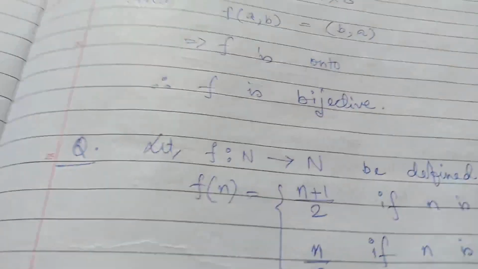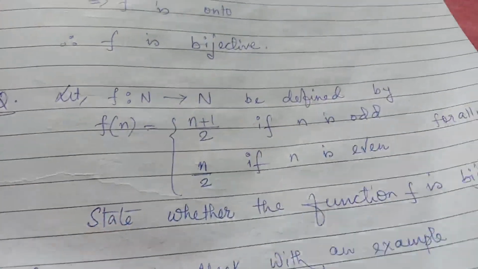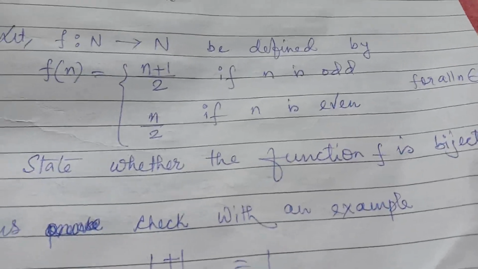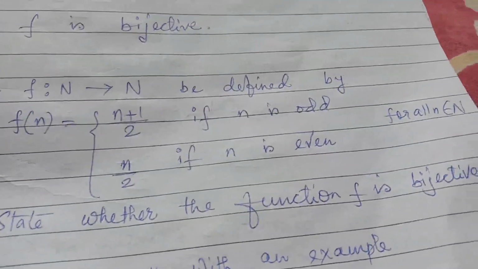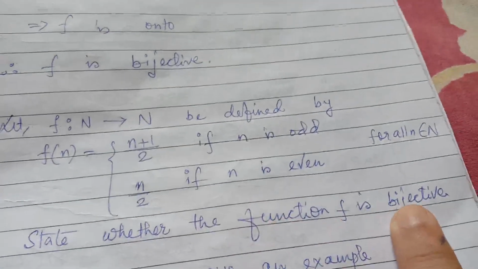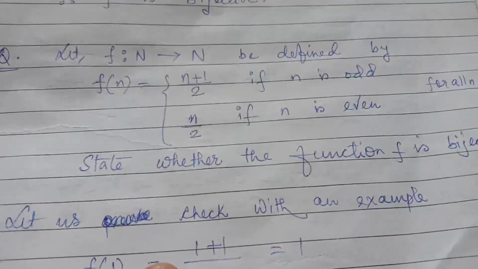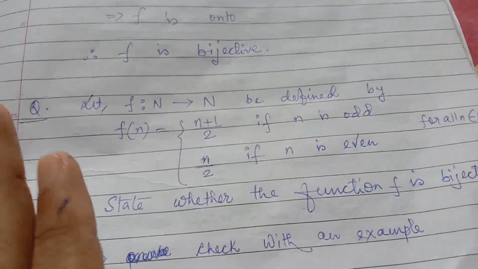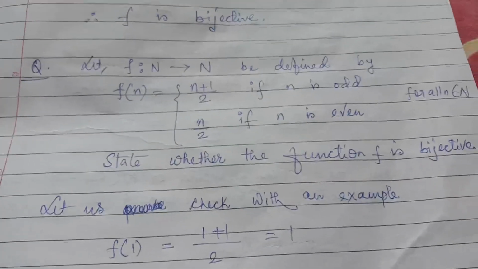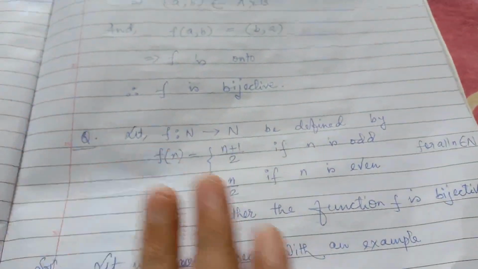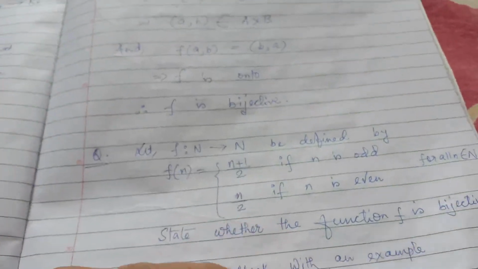The question may be given in this way in the board exam: check whether the given function is 1-1, onto. So the given function is not 1-1 but onto. But if the question is given in this way, state whether the function is bijective, then by proving that the function is not 1-1, we can conclude that the given function is not bijective. Okay, so these two examples are given in the NCERT book. We have done almost all the examples given in the exercise.